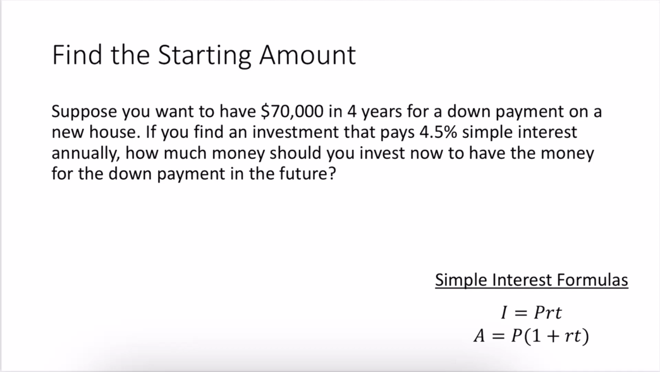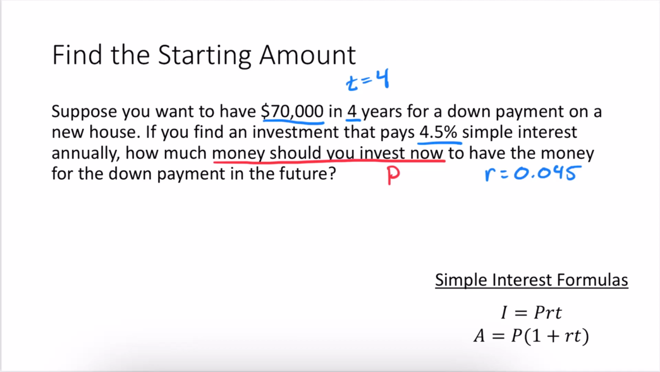So when we look at what this question is asking for, it's asking for how much money you should invest now, which means that we're looking for P. And if we look at the other information that we are given, like the 70,000, the 4 years, and the 4.5% simple interest, the 4 years is obviously going to be the time, and the simple interest rate, R, is going to be 0.045 because that's the decimal version of 4.5%.